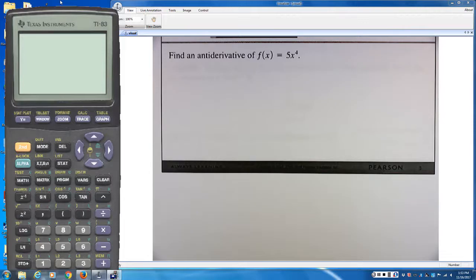What would we need to do to turn that back into its function? Yeah, because originally we subtracted 1 from the power, right? So we need to add that number back. And then what else did we do with that power?